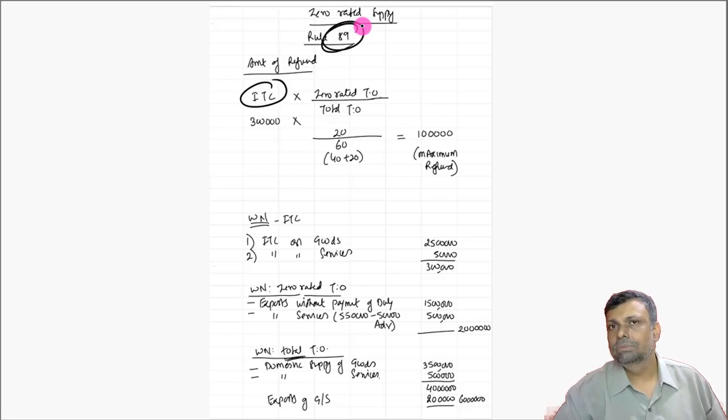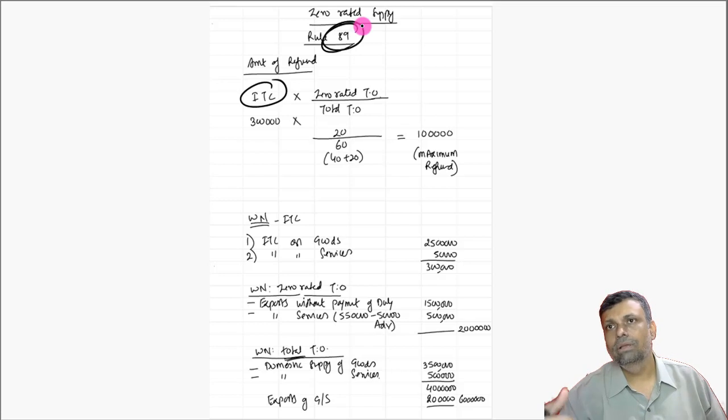But the main thing in this particular rule is, friends, you should know the turnovers. So basically, whatever input credit you have got, if you want a refund, you can claim it. For example, if you are a 100% export oriented unit, so your 100% turnover is export only. So you will get refund of 100% input tax credit. Okay, so that kind of situation.